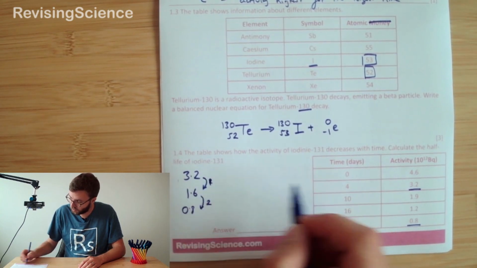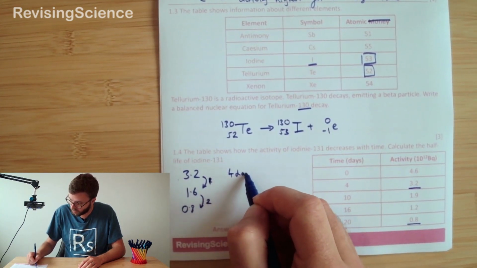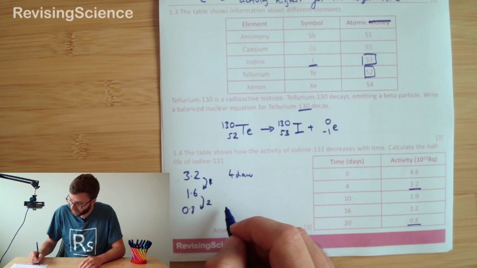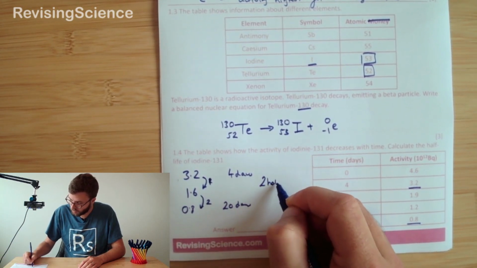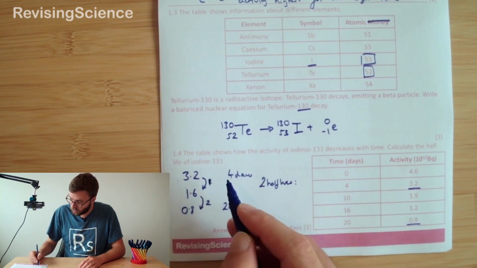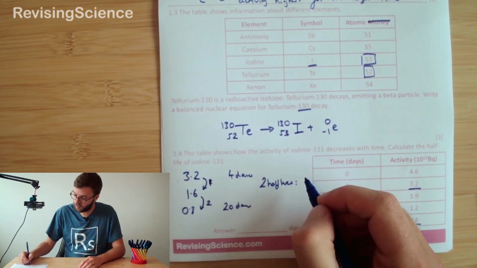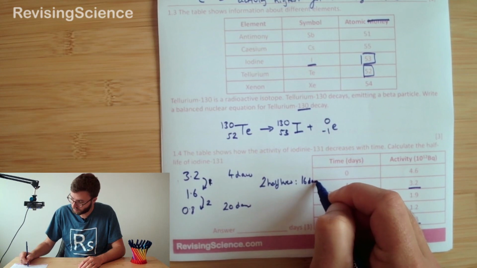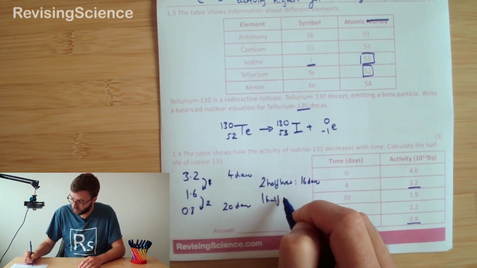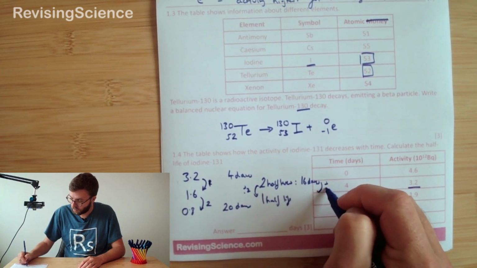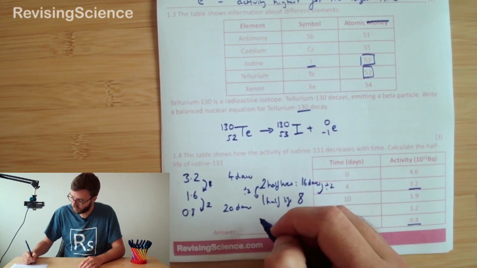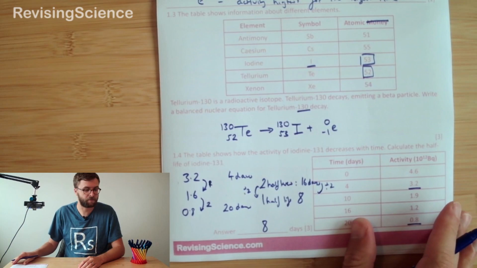Now we know this one, 3.2, took place at 4 days. And we know this one here took place in 20 days. So 2 half-lives took the difference between 4 and 20 days, which is 16 days. Therefore, 1 half-life will take half of this side over here, which is 8. So the answer is 8 days.